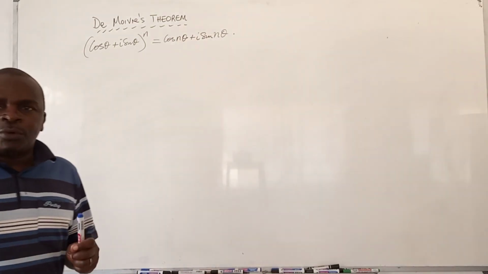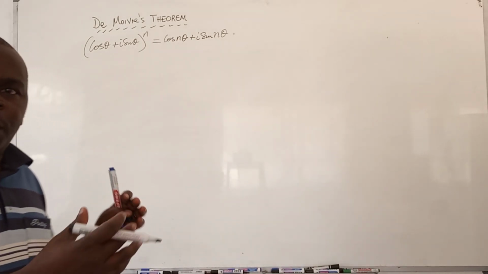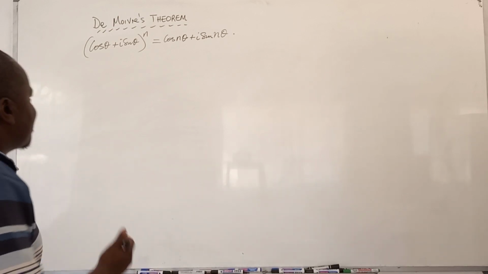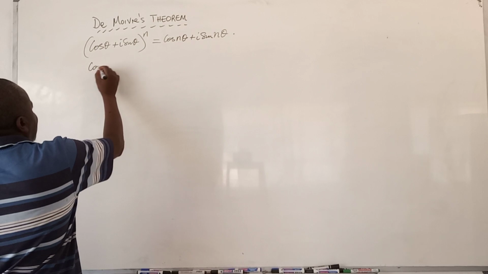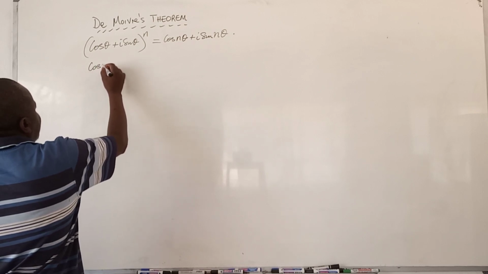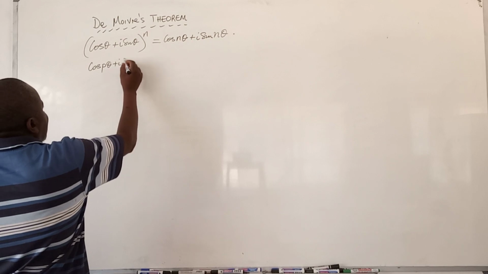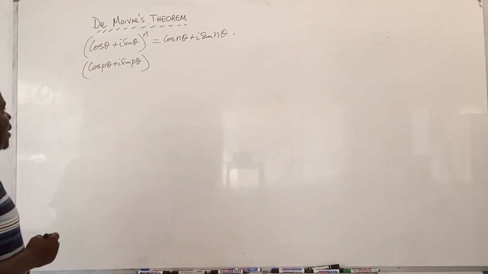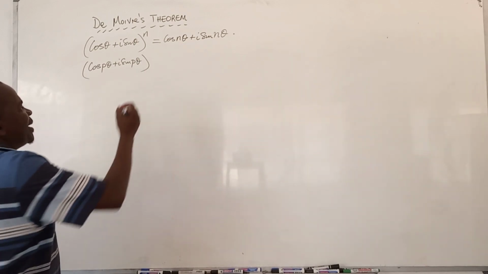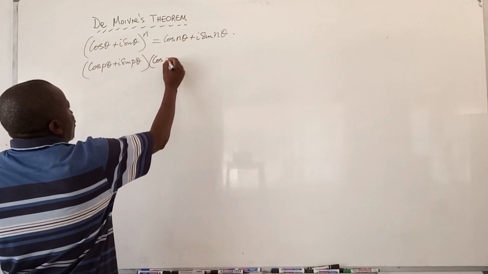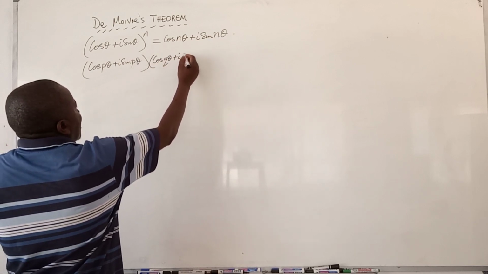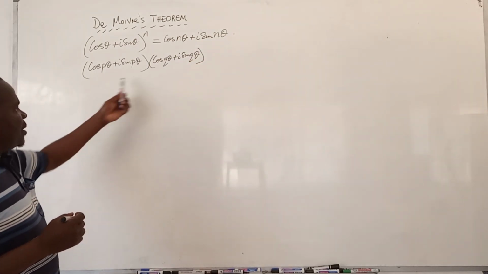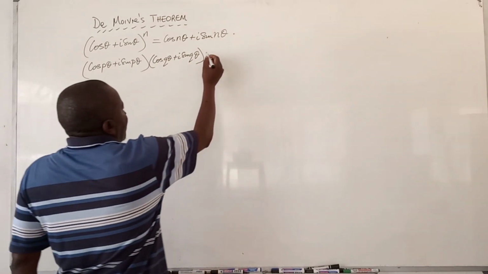Now, using that, we want to do a simple proof where we are multiplying two complex numbers. We want to generalize actually. Given that cos of p theta plus i sine of p theta is our complex number, we multiply this by another complex number, which is cos of q theta plus i sine of q theta.